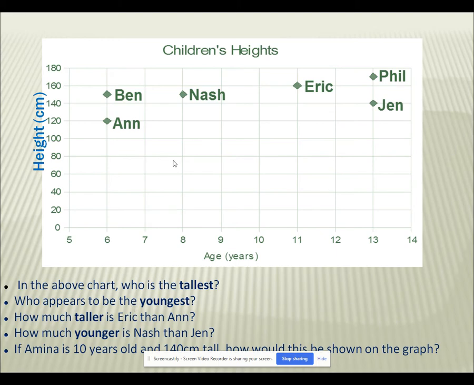So you should be able to look at the scatter plot and answer these questions. So I want you to go ahead and pause the video. And I want you to look at these questions. And you don't need to write them down. I just want you to look at them and answer the questions. What do you think? So pause the video and do that.